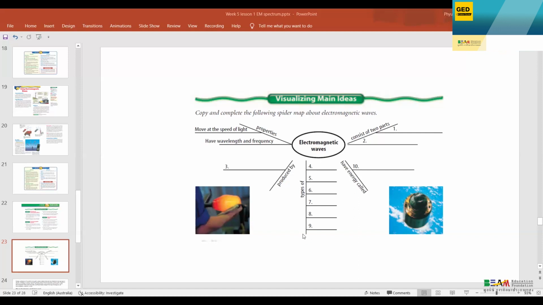Oh, gamma ray should be at the end, because we're starting from the lower frequency. Yeah, sorry, teacher, I didn't hear the question because my electricity was cut off. Okay. So what would be the next, next to infrared?